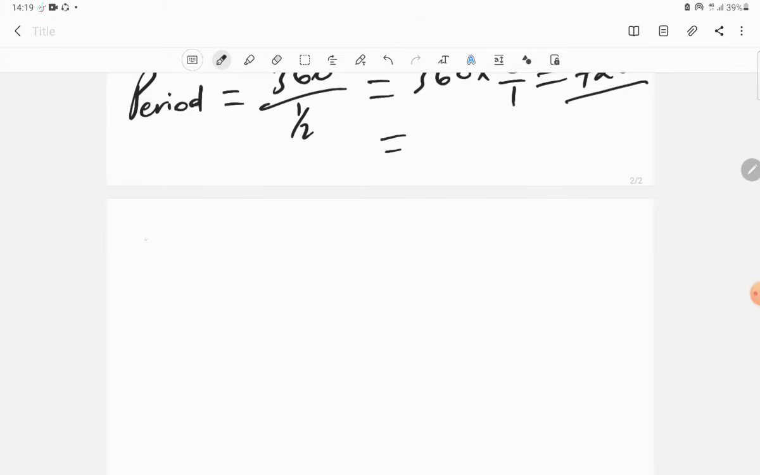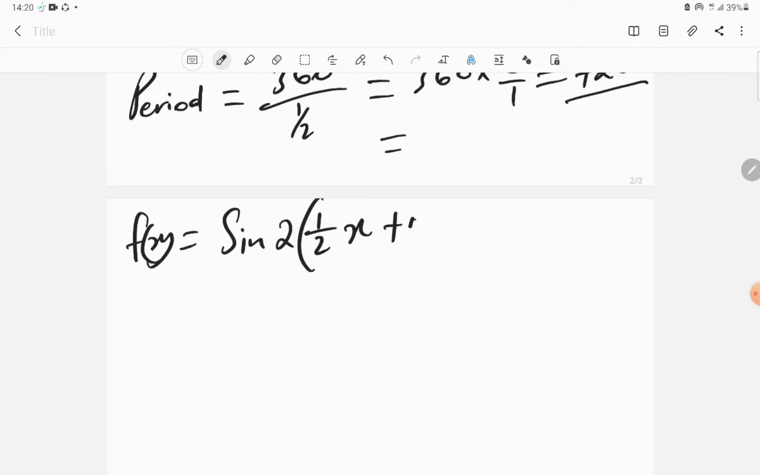Now let's have this graph f(x) equals sine of 2 times (1/2 x plus 15). So let's say you are having this one and someone asks you about the period of this graph. What do you do? What is the period of this graph?